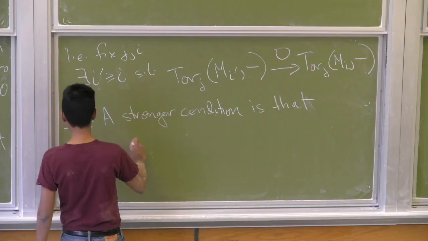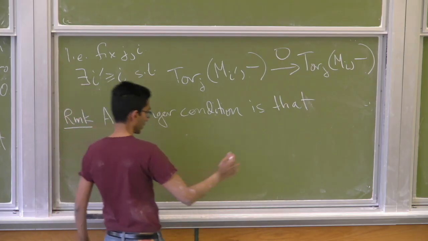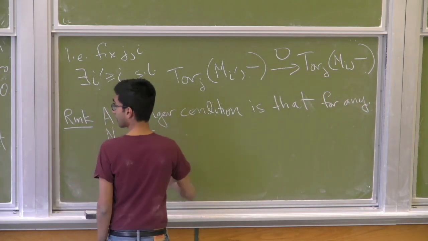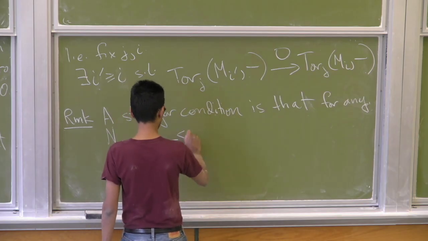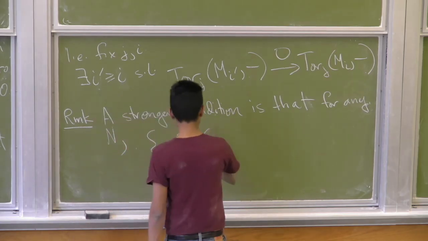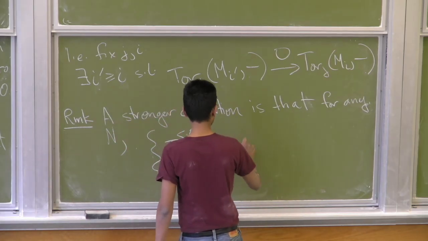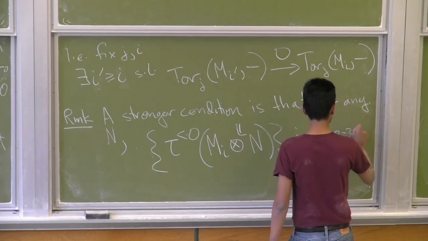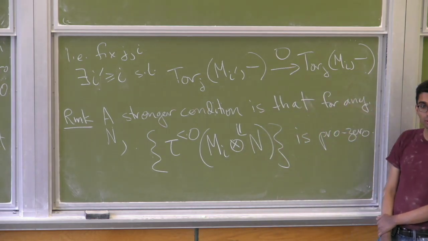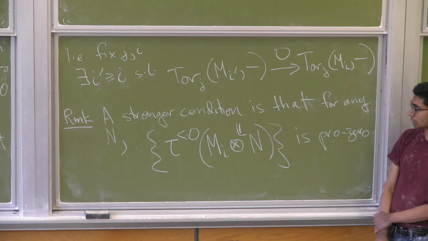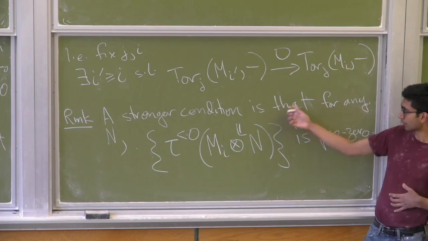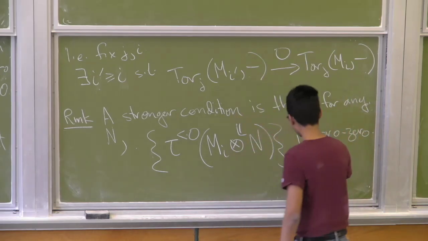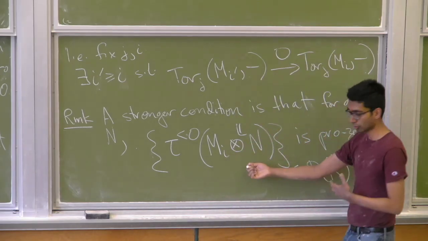So if you take, let me again just use for any n, the pro system of topologically truncated... A stronger condition on the pro system is that for any R module n, this pro system here, which is a pro system in the derived category of R, is pro zero in the derived category.